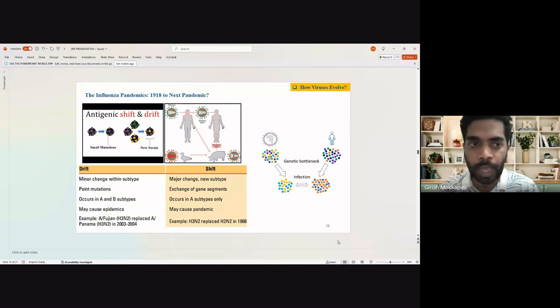Two concepts: antigenic shift and antigenic drift. A shift, as the word says, is just a bit of a shift. When a small mutation happens within the same virus, it is called antigenic drift. But when these mutations keep accumulating, they can become a new strain. That's how it happened in each and every pandemic, including corona.